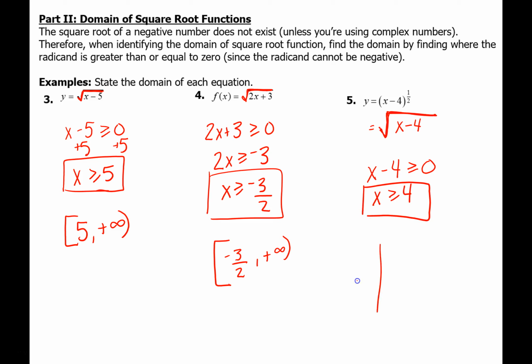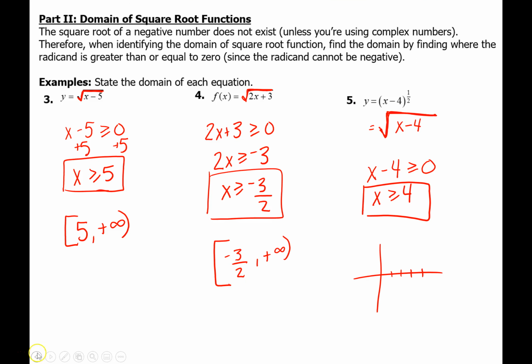That means then on my graph, wherever the initiating point is, it's going to get bigger from there. There's nothing over here because the domain is not allowed to have a negative radicand with the square root function.